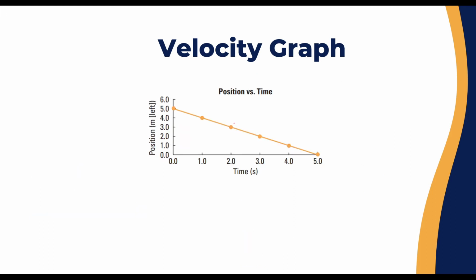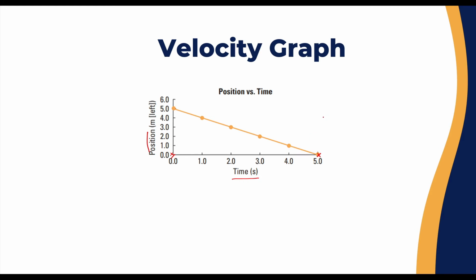Another type of velocity graph: what if the velocity is decreasing? That's how the graph would look. So we have time on the x-axis and position on the y-axis. We start from point 0 and 5 over here. At time 0, the position of the ball, let's say, was 5. At time 1, it was 4. Time 2, it was 3. Time 3, it was 2 meters. At time 4, it was 1. At time 5, it was 0.